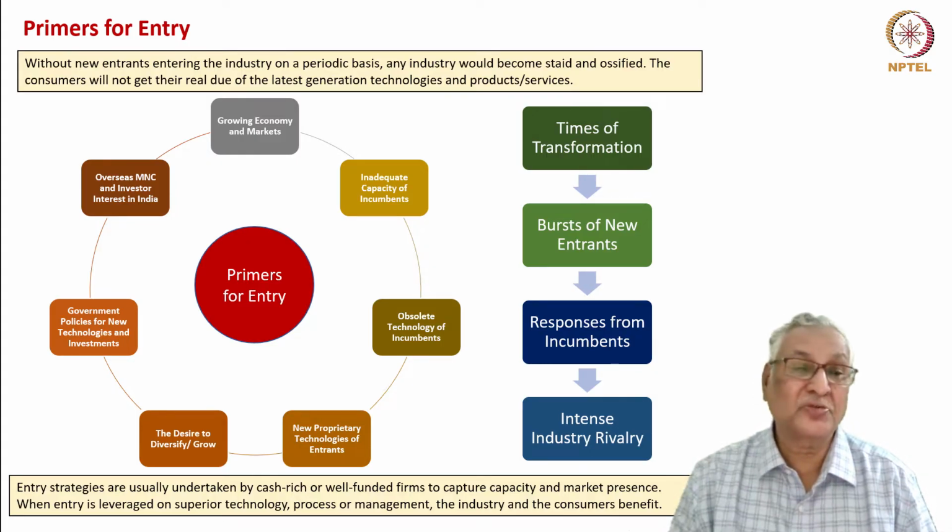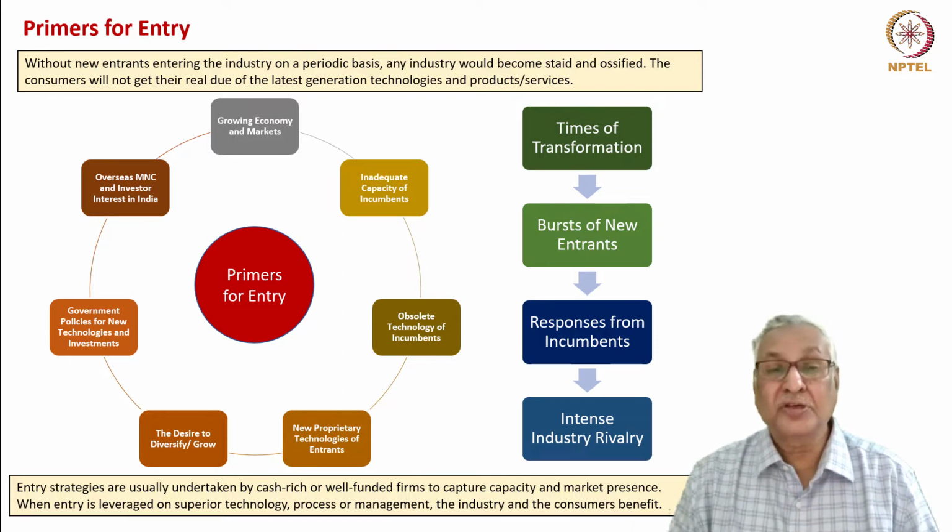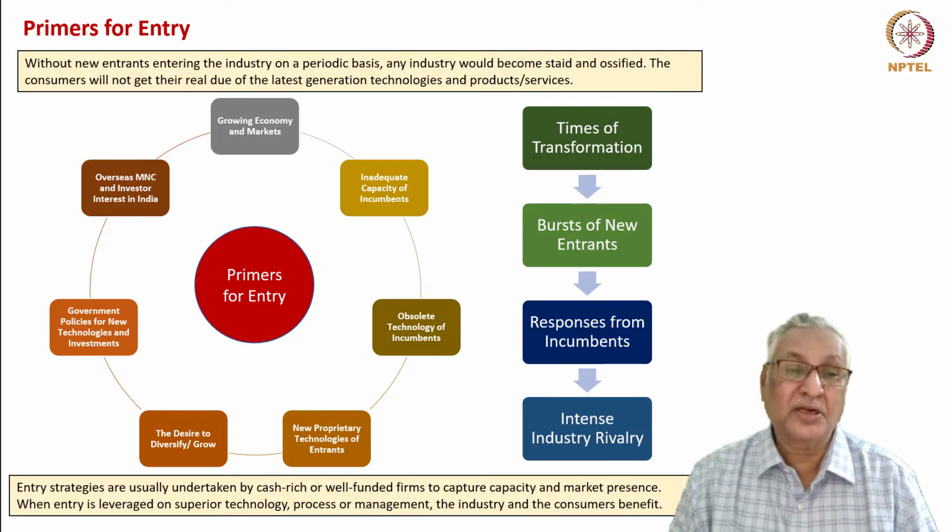So, what are the primers for entry? The first is the growing economy and markets, which offer significant scope for upward growth in the industry production and sales. The second is the inadequate capacity of incumbents. There is demand, but the existing players are unable to provide the products or services. Therefore, there is definite demand supply gap.